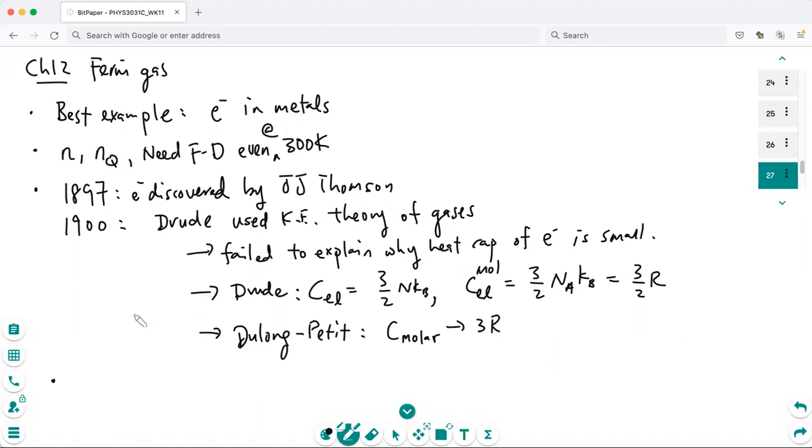That is to say, we need to use a proper statistic. The picture itself is correct. We have electrons, and they are not interacting. That is fine, but the statistic is wrong. To get this result, you implicitly use the Boltzmann statistic. But the correct statistic has to be Fermi-Dirac. So we need Fermi-Dirac statistics to analyze the problem.